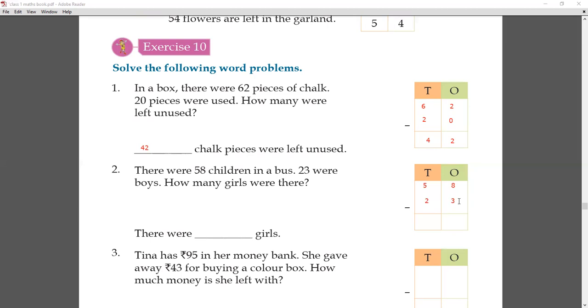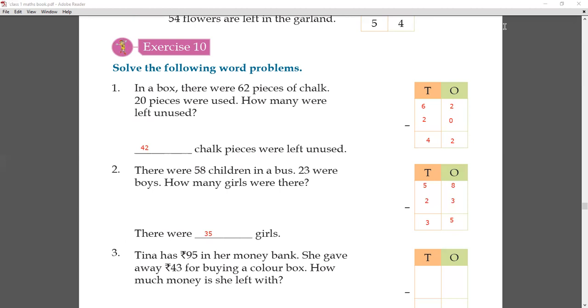Yes, how many fingers are left? 5. That's why we write 5 here. Next, 5 and 2. 5 minus 2, take your 5 fingers, put down your 2 fingers. How many fingers are left? 3. So we write 3 here. There were 35 girls. 35 girls.